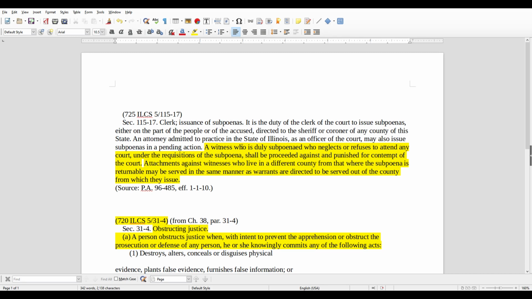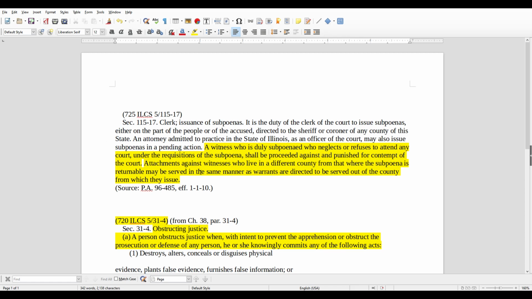So I really just want to drive this point home because it's going to matter at the conclusion of this video, right? So I'm looking at 725 ILCS 5, which is going to talk about things we've already talked about, but we're going to go in depth. It says a witness who is duly subpoenaed who neglects or refuses to attend any court under requisition of a subpoena shall be proceeded against and punished for contempt of court.